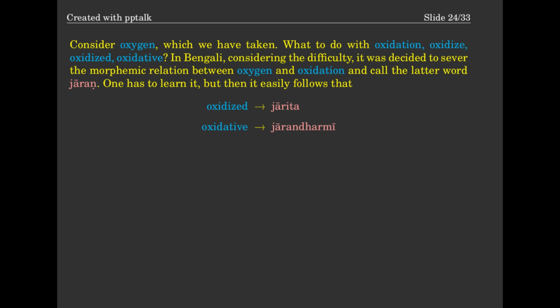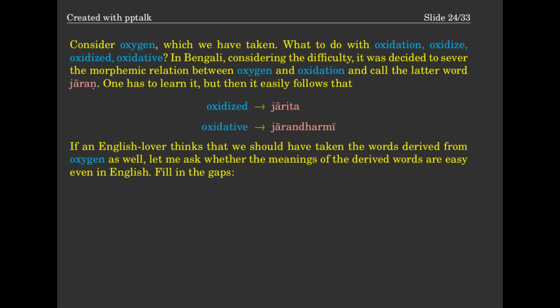In Bengali, considering the difficulty, it was decided to cut the morphemic relation between oxygen and oxidation and call the latter word Jaron. No connection with oxygen in an obvious way. So one has to learn it. But once you learn it, then it automatically follows that oxidized will be Jarito, oxidative will be Jarondharmi.